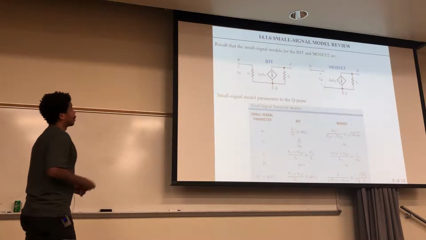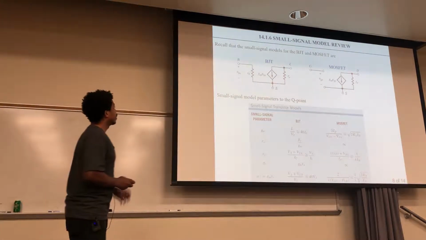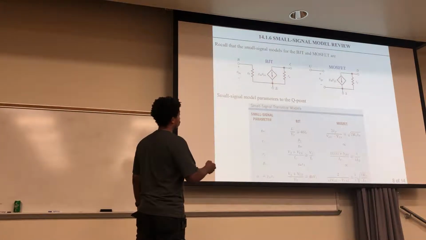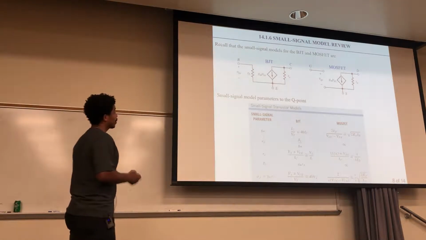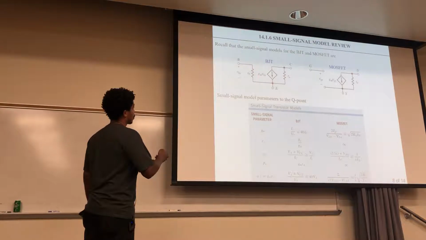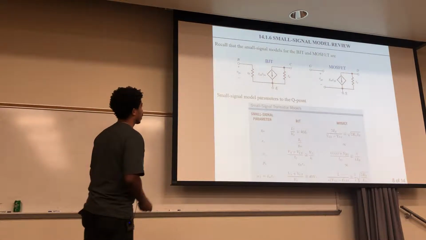All right, so let's do a quick review on this slide right here, a small signal. So remember, this is what we have for the BJTs. This is what we have for the MOSFETs. And they're pretty much identical. The only difference is that instead of this being an open circuit, we have this input resistance right here. Okay, but if you let that go to infinity, then you end up with this over there.